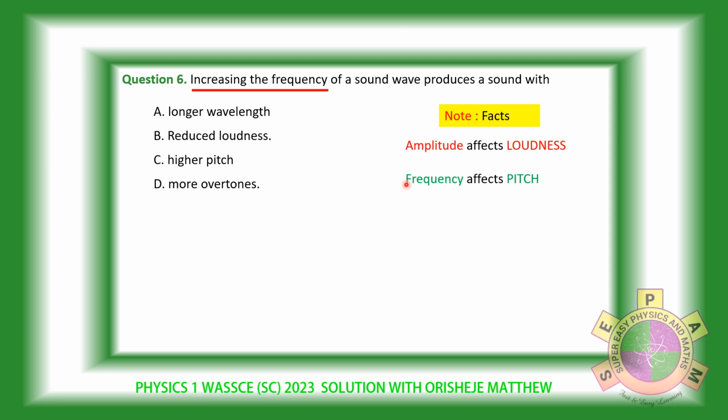So the higher the frequency, the higher the pitch. The lower the frequency, the lower the pitch of the sound. A larger amplitude will produce a loud sound, while a low amplitude will produce a quiet sound. So increasing the frequency will produce a higher pitch sound, which is C.